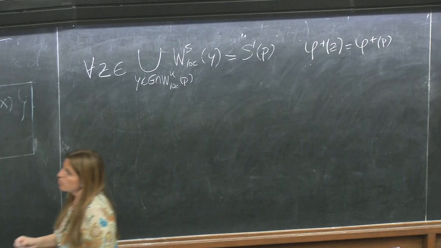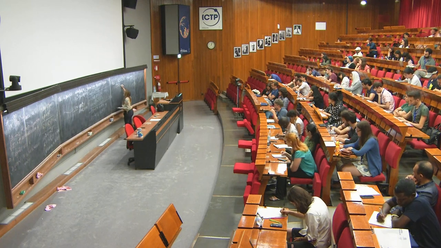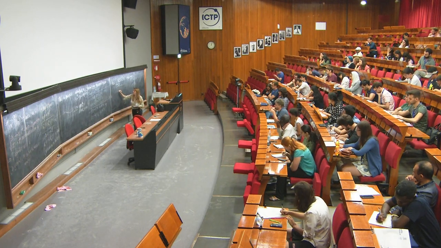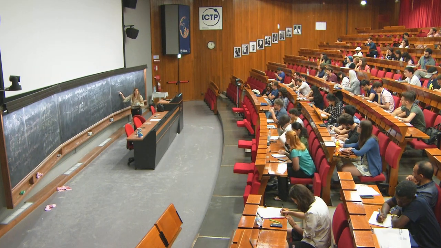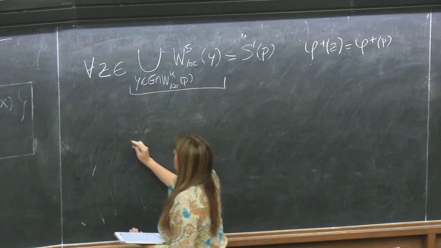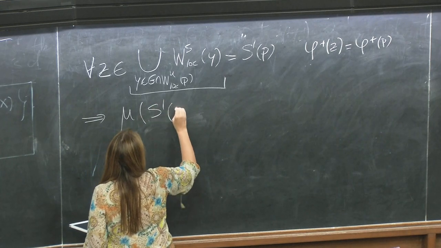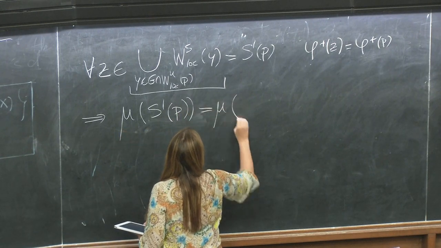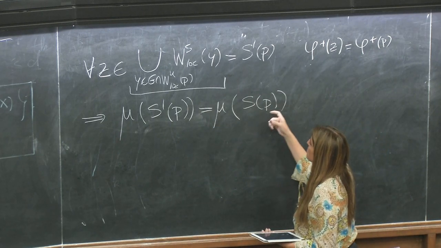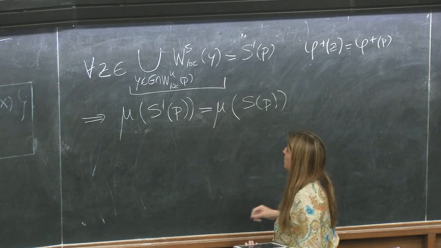But now, remember, Fubini holds. So if we evaluate the measure of this set, we are taking almost every point on the local stable manifold, and we are integrating the measure of the stable manifold along it. So we are going to have that the measure of S prime of P equals the measure of S of P. What is the same for almost every point in the square, the value of phi plus is constant, okay?